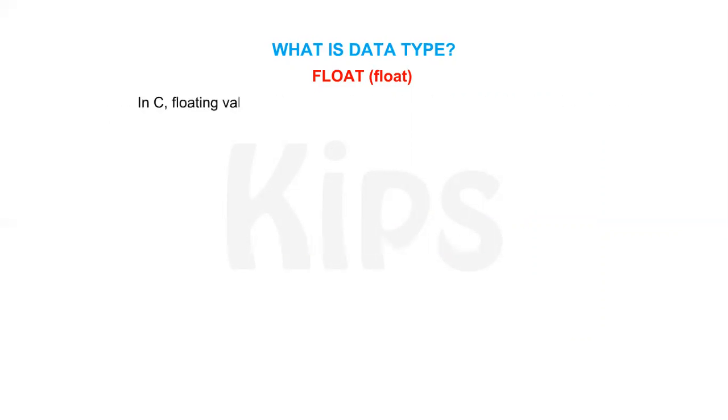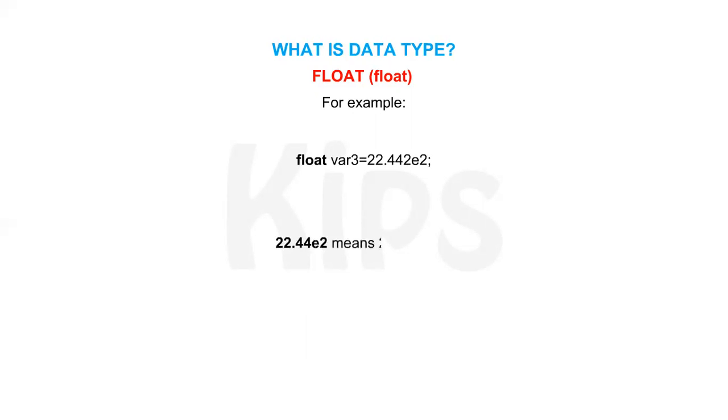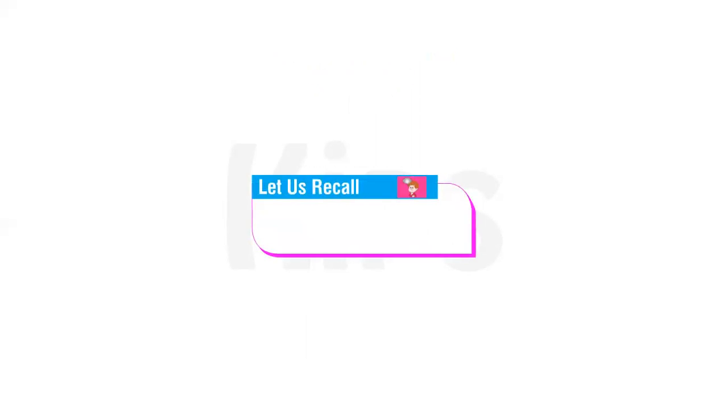In C, floating values can be represented in an exponential form as well. For example, float variable3 = 22.442E2; 22.442E2 means 22.442 into 10 to the power 2. Let us take a recall. How many keywords does C provide?